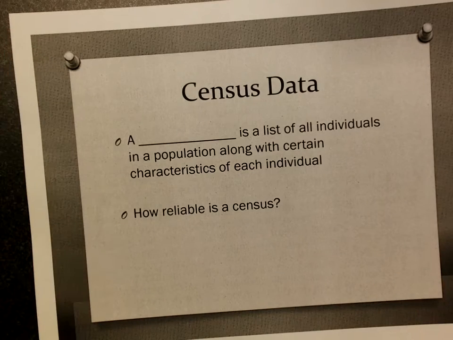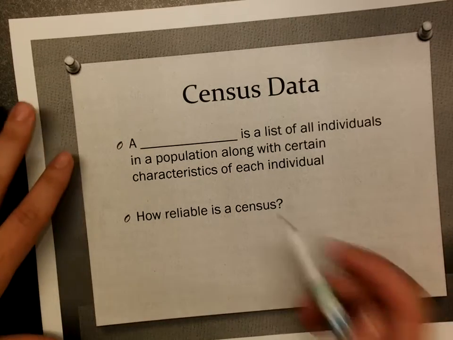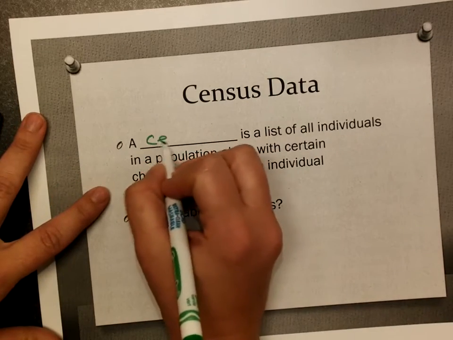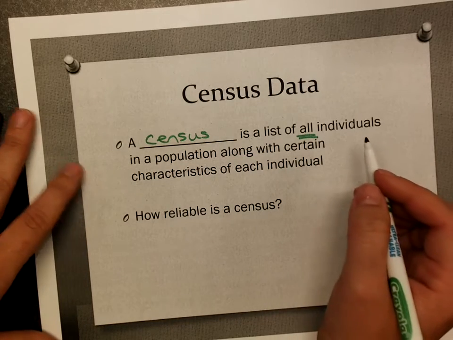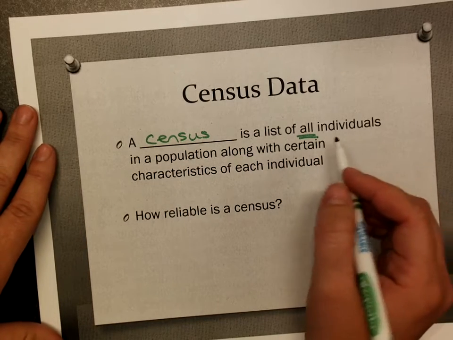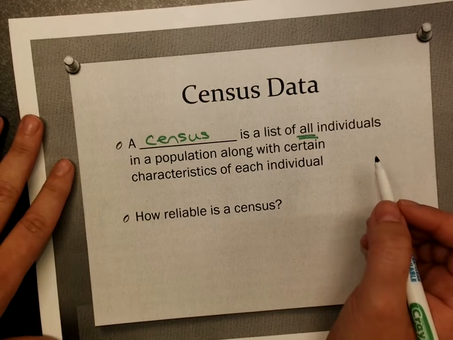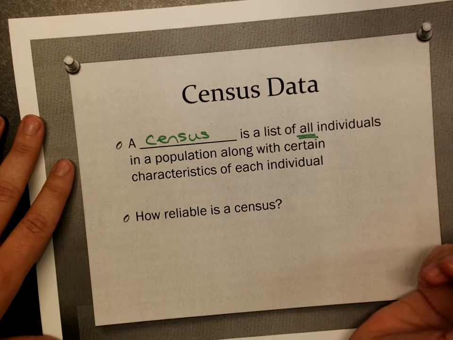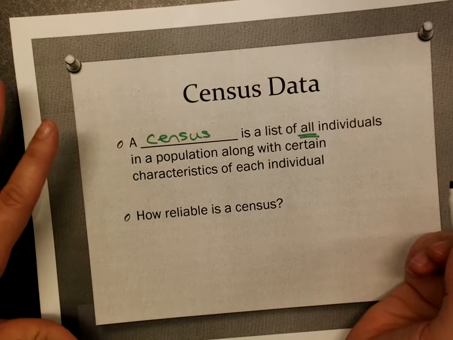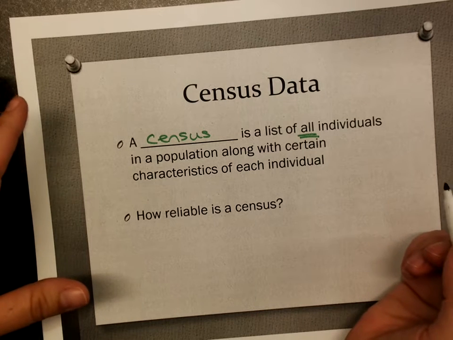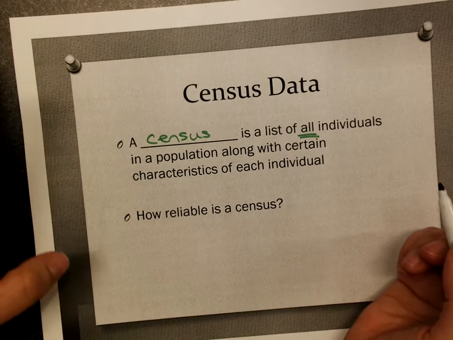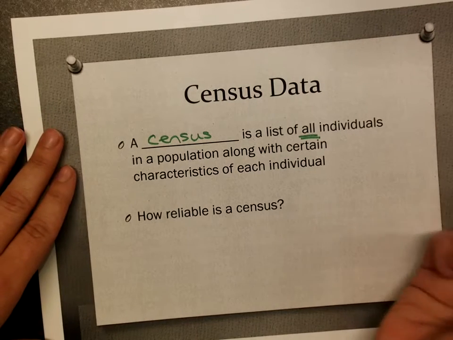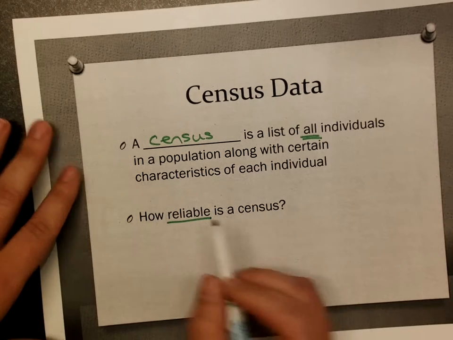The last part of this section introduces the next section, and that's on census data. A census is a list of all individuals in a population along with certain characteristics of those individuals. Every few years, I think it's every 10 years, our government sends out a census, and they want every single person to answer every single question of this census, and they want everybody to mail them back in a timely manner. So the big question is, how reliable is the census?